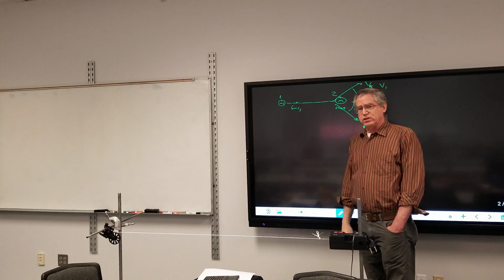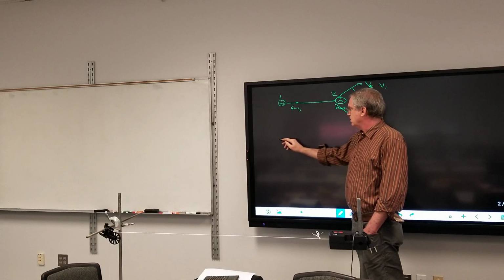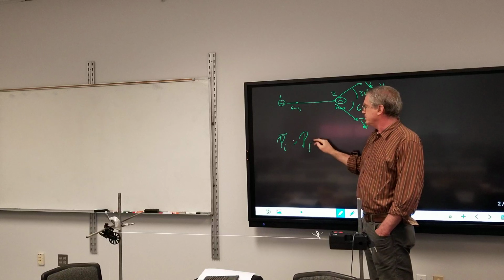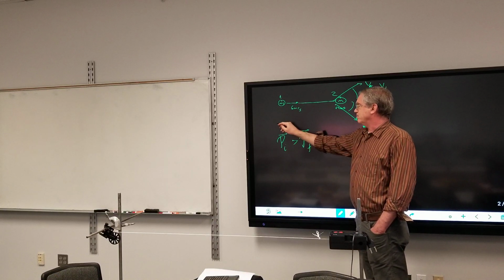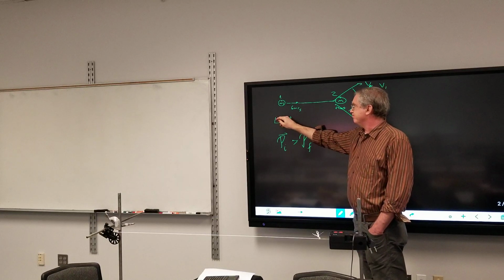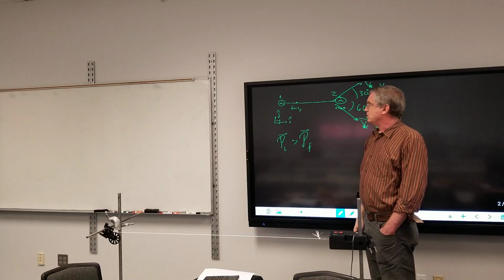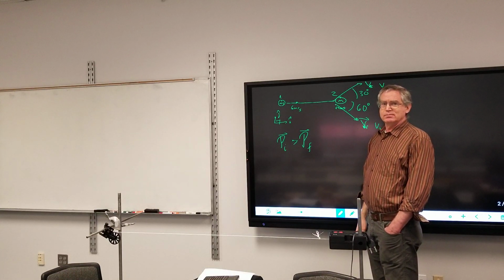So it's a conservation of momentum problem. I know that the initial momentum equals the final momentum. And let's establish a convention here: I hat, J hat. So what's the initial momentum? 6 meters per second for mass 1. What's the momentum?